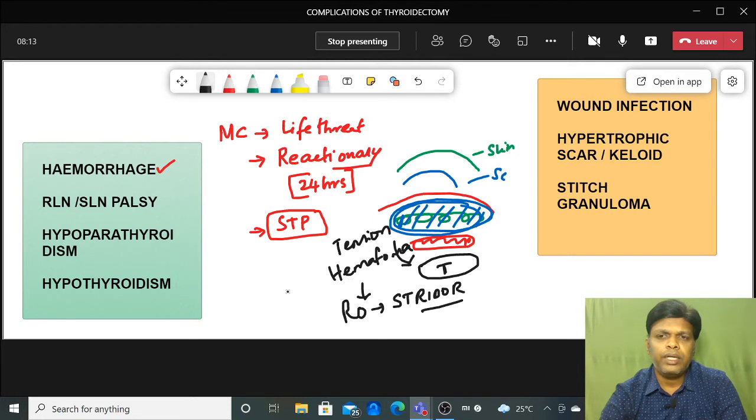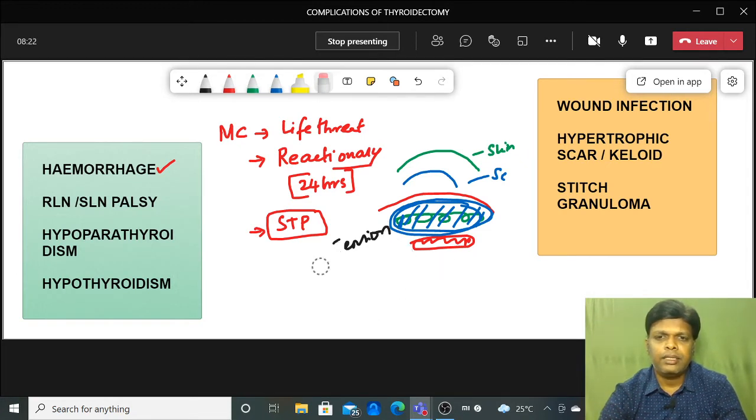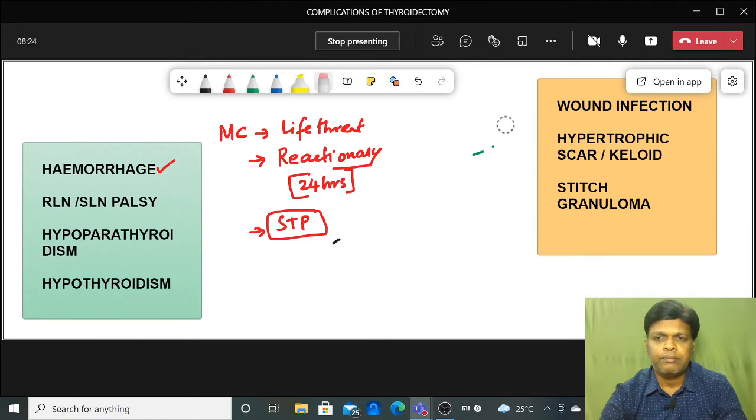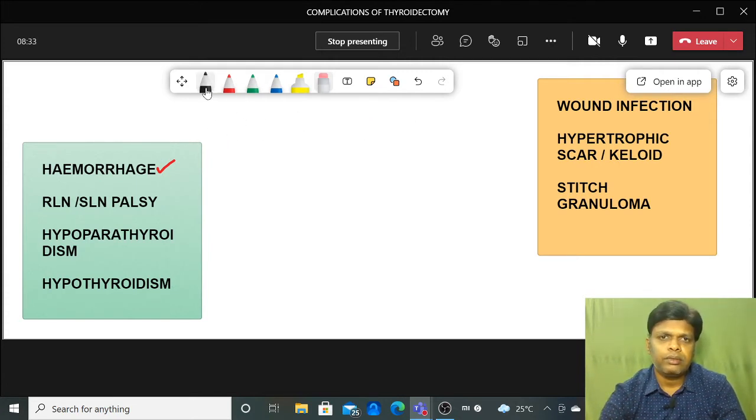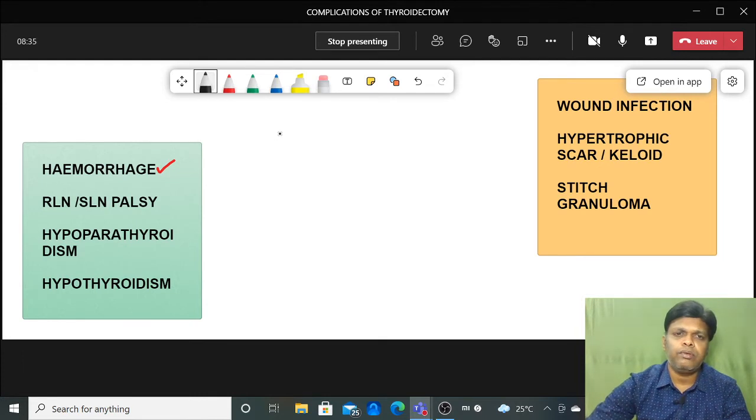How to prevent or avoid the tension hematoma? What are the things you have to follow? First one is the ligature of the superior thyroid pedicle. You have to do this ligature very carefully, and see to it that you have put the ligature properly. It has to be a very safe ligature.